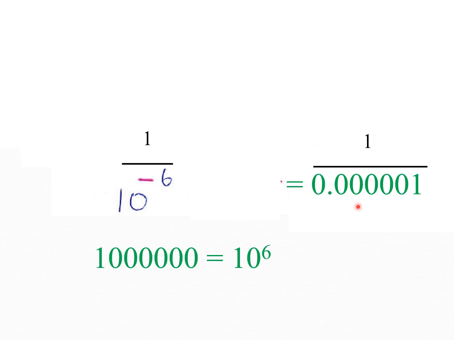Well, that's equal to 1 over, and we just saw a moment ago that 10 to the minus 6 is the same as 0.000001. And what is 1 divided by 0.000001? It's equal to a million, and that's equal to 10 to the 6. So 1 over 10 to the minus 6 is equal to 10 to the 6. So effectively, if this comes up over the line, it becomes 10 to the 6. Likewise, in the reverse earlier on, we had 10 to the minus 6, and then that went under the line and became 10 to the power of 6.